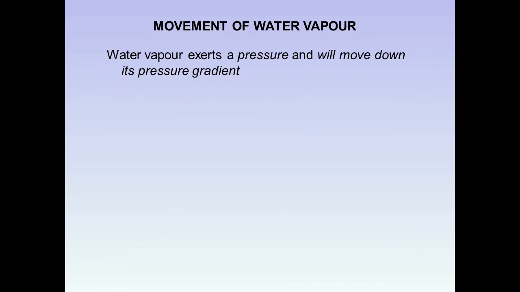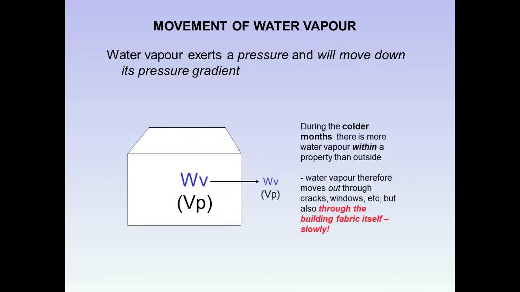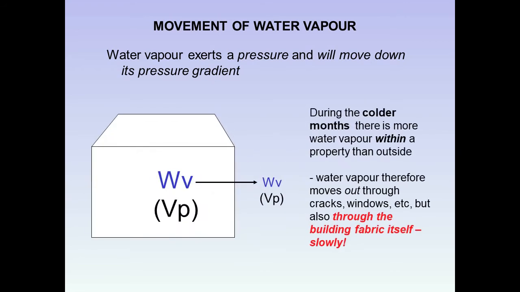Water vapour moves. Why? It exerts a pressure and will move down its pressure gradient. So, in the colder months indoors, there is more water vapour within a property. Why? Well, it's generated by occupation. So we've got more water vapour in a property than outside, and therefore it will move down this pressure gradient. It moves out through cracks and crevices and windows, but it also moves through the fabric of the building itself. But this is extremely slow.